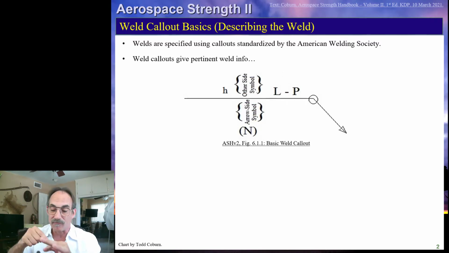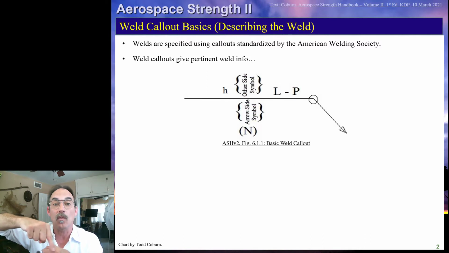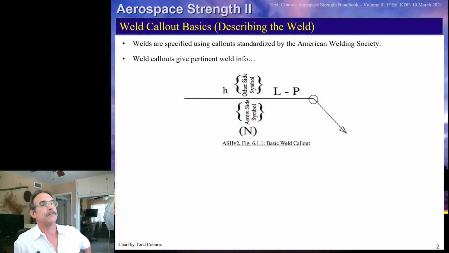That applies whenever we have a feature, like let's say that you're welding a Coke bottle to some plate or something, that means that the weld is going to go all the way around the part. Got it? So let's look at a couple examples.